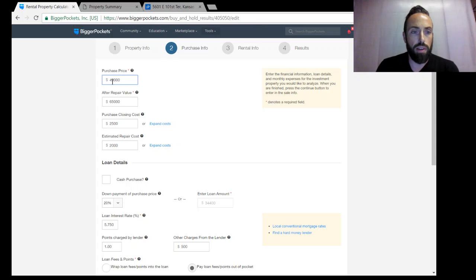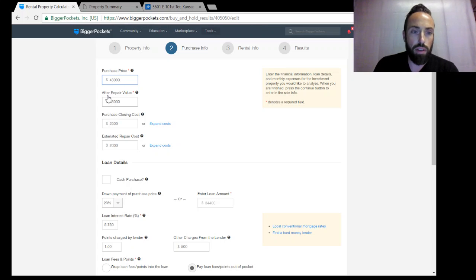So purchase price, this was actually a short sale. That means that we purchased this property for below the loan amount, and we got it for $43,000. The after repair value on this house is about $65,000, and I know that because I have a lot of property in that area, and I've had a lot of appraisals, so I've got a pretty good idea of what that's worth.